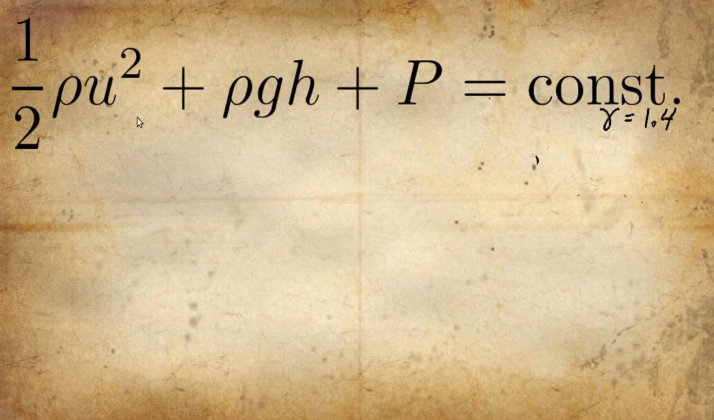Next thing we need is a way to predict U, the flow rate of the water as it exits the rocket. So this equation we're looking at is called Bernoulli's equation, and it's a statement of energy conservation for a fluid. So we have three kinds of energy here.